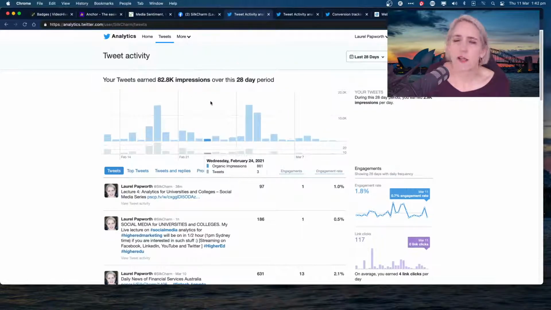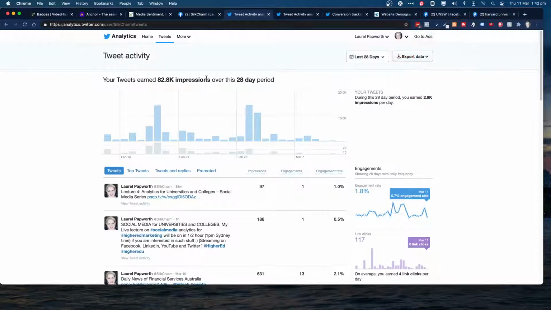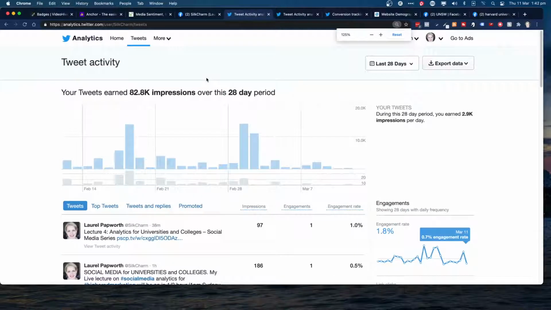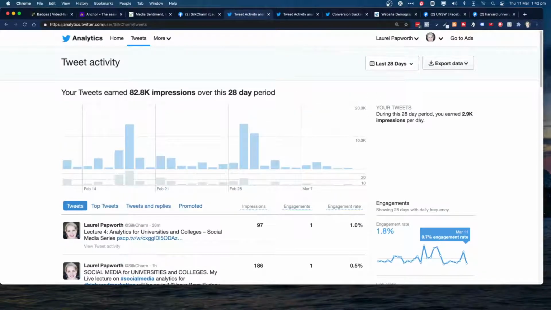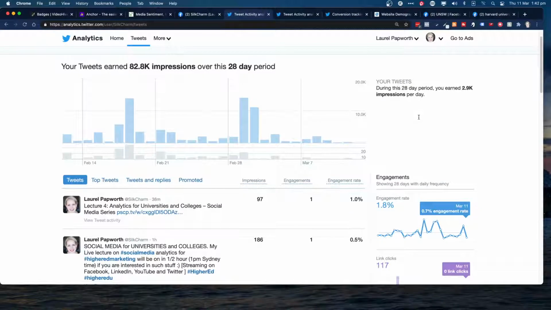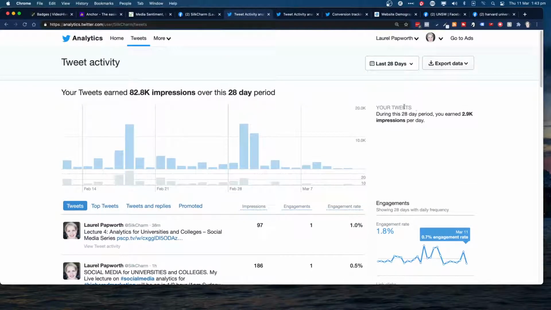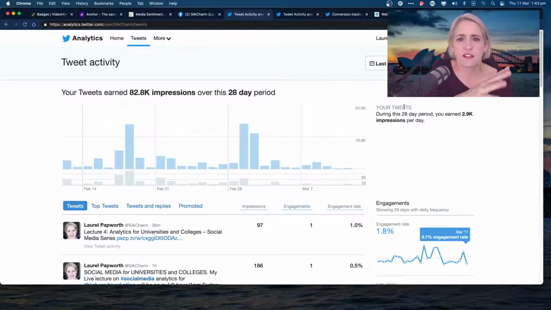Can you still see okay? Yes, you can. Actually, I'll just take that one off. So I'll make this larger. Your tweets, so you'll see how many impressions you've had during the day, or per day, during a 28-day period. An MAU, monthly active user, is actually 28 days. It gets a bit confusing with 31 days. There you go.